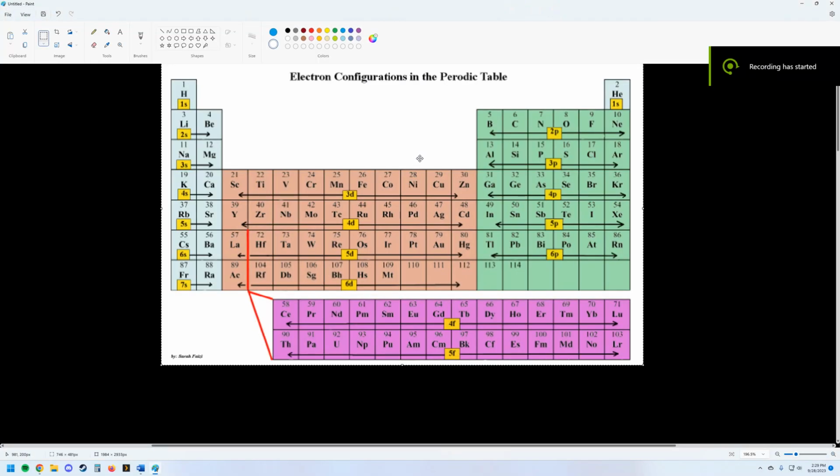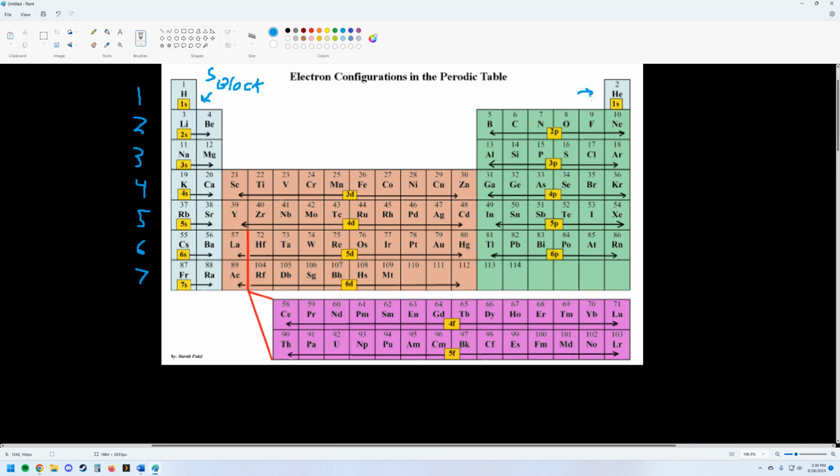Alright, quick electron configuration review. This is just a periodic table of the electron configuration. The one we got in class just has 1 over here, 2, 3, 4, 5, 6, and 7. That's going to work for your S block, which are going to be 1 and 2, along with this helium guy over here. Just pretend he's right over here.